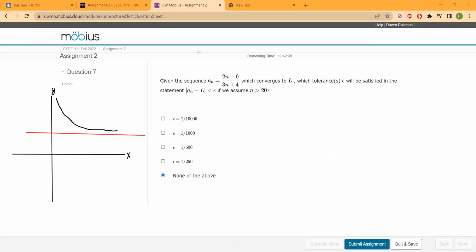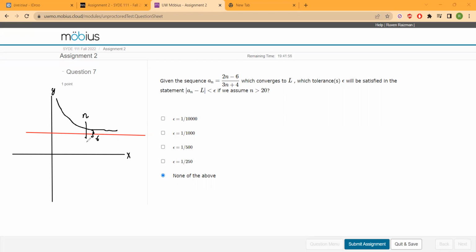So now what we're going to do is go here again. Let's make it black again. Over here, we are going to have some n, right? And for this n, we are going to have some epsilon, which is the distance between the limit and the sequence. So which tolerances will be satisfied in the statement if we assume that n is greater than 20? What we kind of want is, if our tolerance is something, if the tolerance is going to be smaller than it is, then for n greater than it, it won't satisfy. That's not a good explanation. I'm sorry.